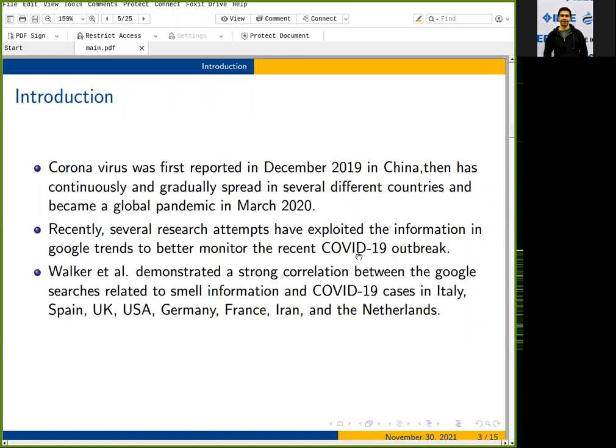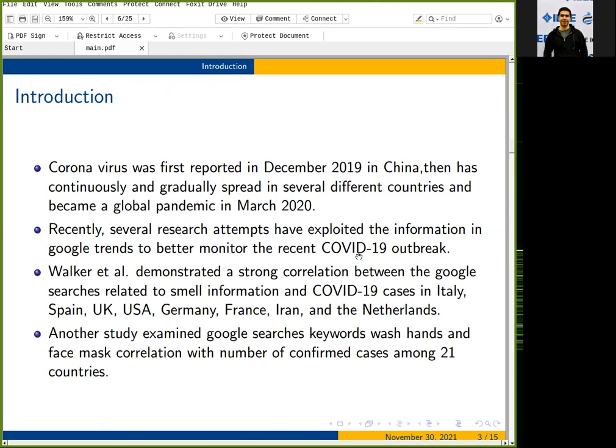As related work, Walker et al. demonstrated a strong correlation between the Google search related to smell information and COVID-19 cases in Italy, Spain, United Kingdom, USA, Germany, France, Iran, and Netherlands. Also, another study examined Google search keywords for wash hands and face mask, and their correlation with the number of confirmed cases among 21 countries.